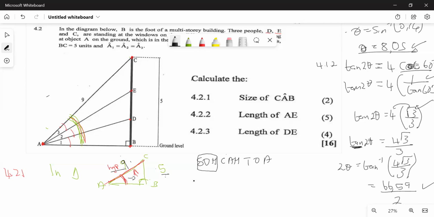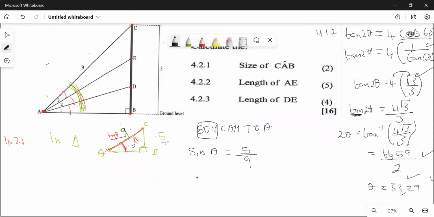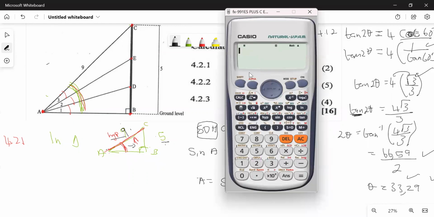The sine of A is going to equal opposite over hypotenuse. Our opposite is BC, which is 5, over our hypotenuse AC, which is 9. From here, A is given as the sine inverse of 5 over 9, and we're going to try that in our calculator.